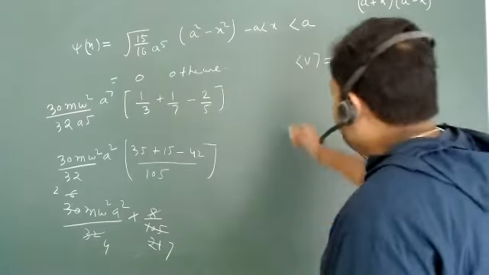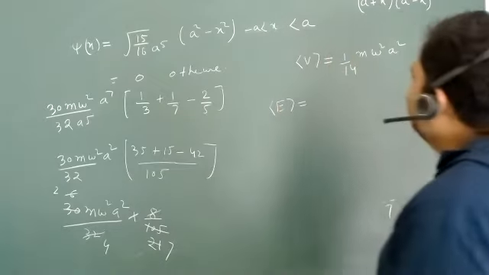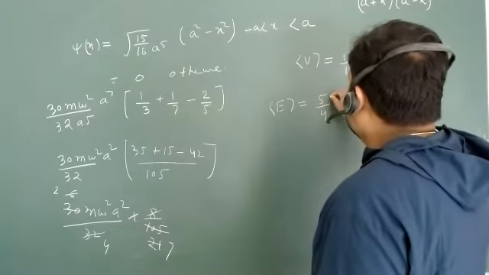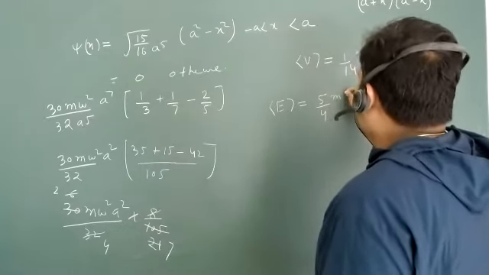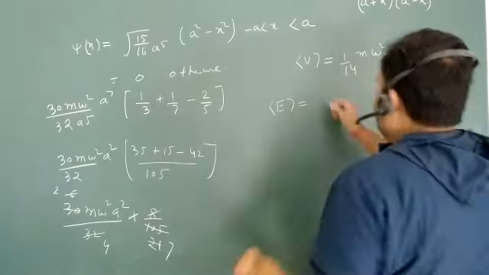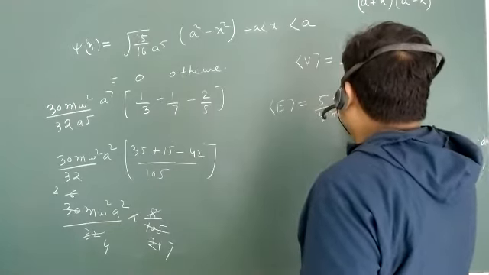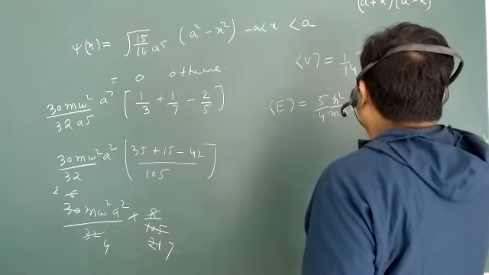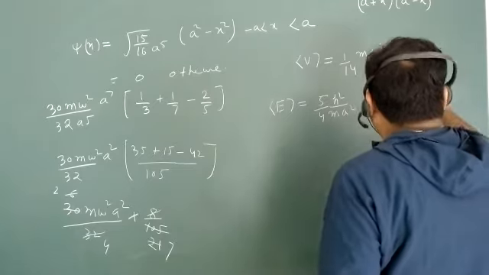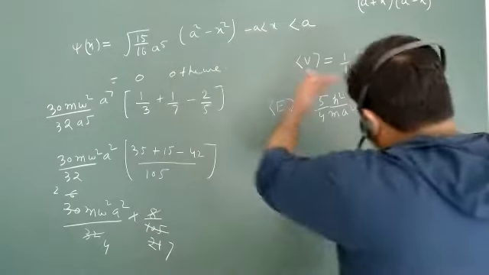Now we have to go for total energy. So total energy E is equal to 5 by 4 h cut square by m a square plus 1 upon 14 m omega square a square. Now we have to start this problem.